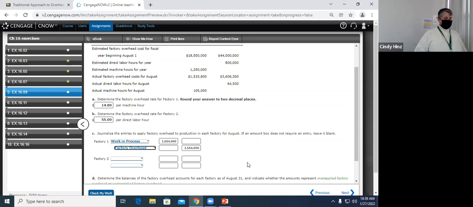And we are 1 minute from being out of time. So please try factory 2 on your own. And this is where we will pick up on Tuesday.